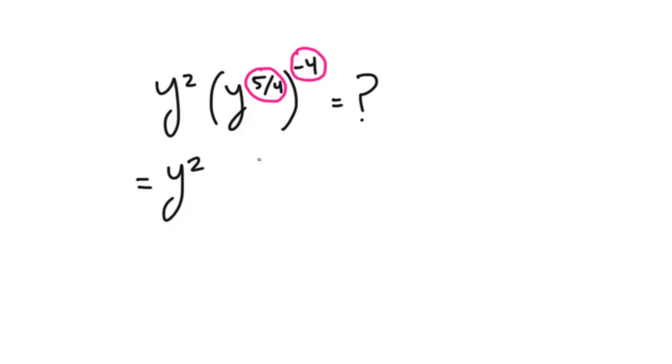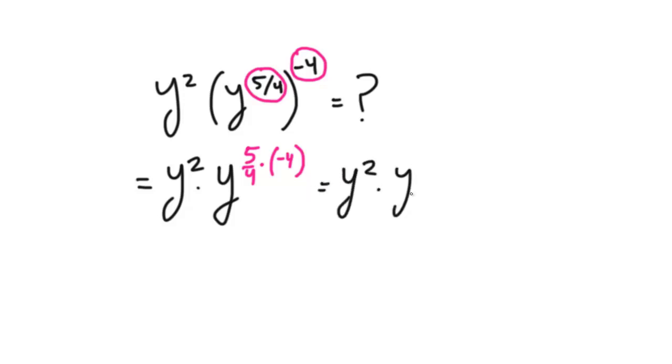So this will become y to the 5/4 times -4 power. So this will give me y to the 2nd times y, and that reduces to -20/4, and that'll give you y squared times y to the -5.